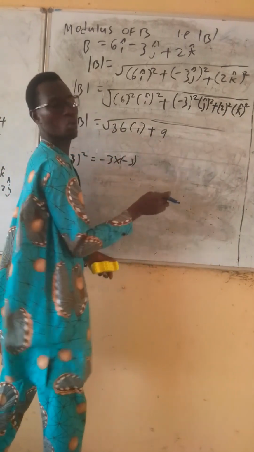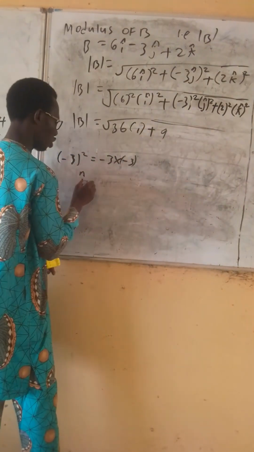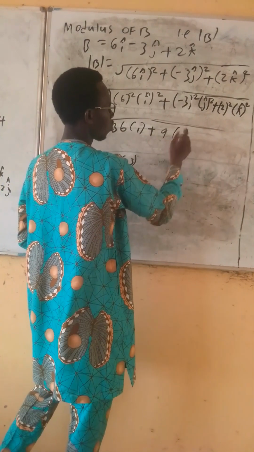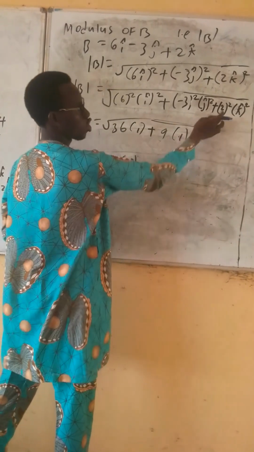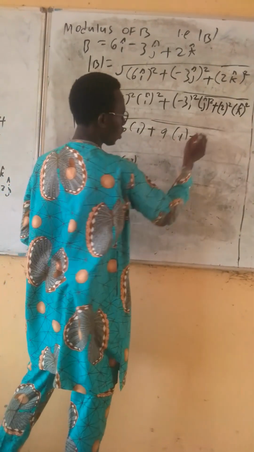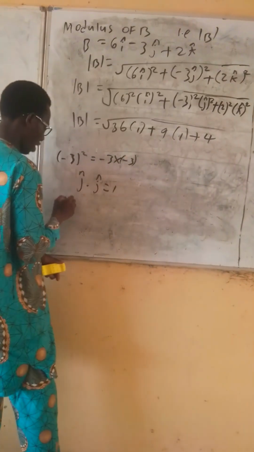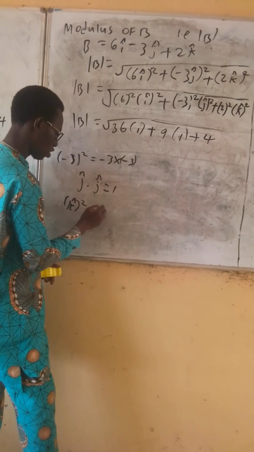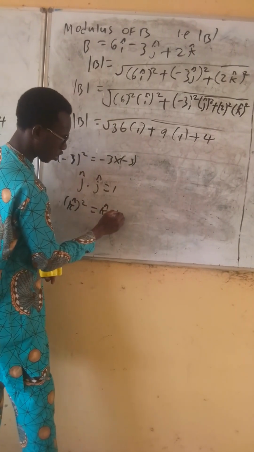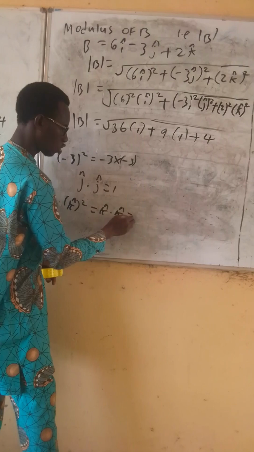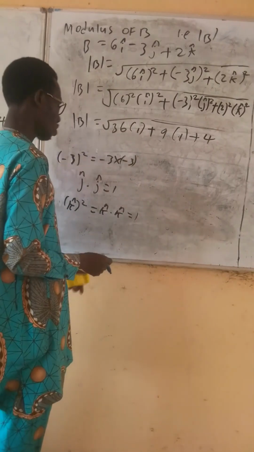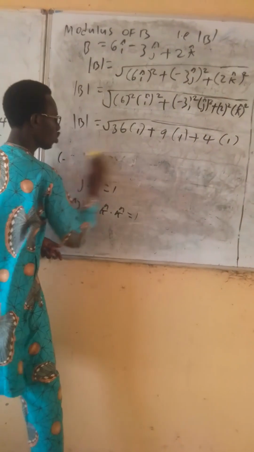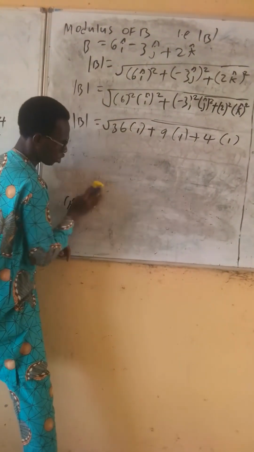So we have j vector dot j vector, which is 1. So we have plus 2 squared, which means 2 multiplied by 2, which is 4. K squared means k vector dot k vector, which is 1. So having known that, let's proceed further.